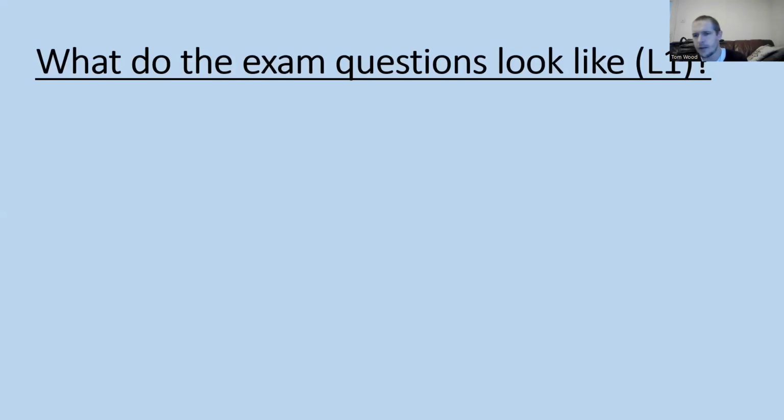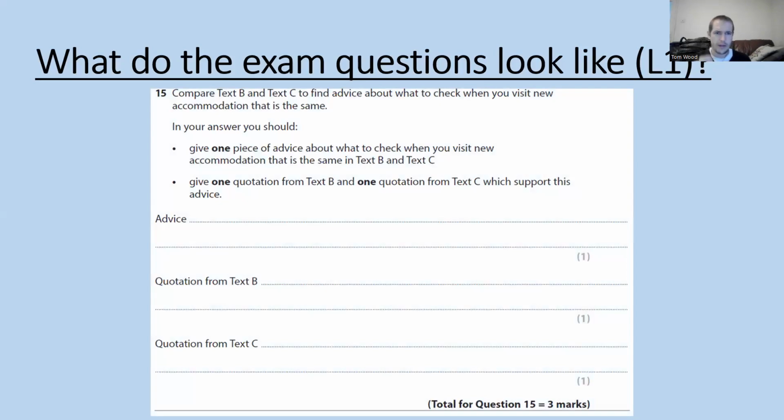So what do these look like in the exam for us then? For level 1 learners, this is what your exam question will look like. And it always tends to be question 15 every single time. Compare text B and text C to give advice about what to check when you visit new accommodation. In your answer, you should give one piece of advice about what to check for when you visit new accommodation that is the same in text B and text C. Give one quotation from text B and one from text C to support this.